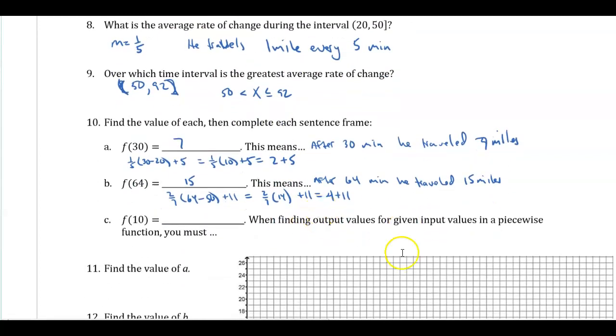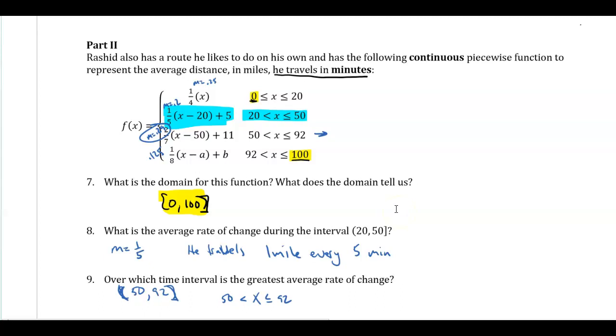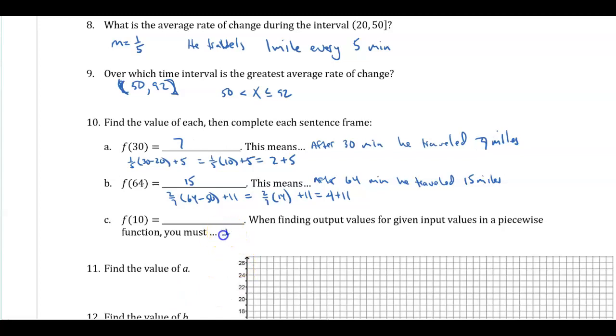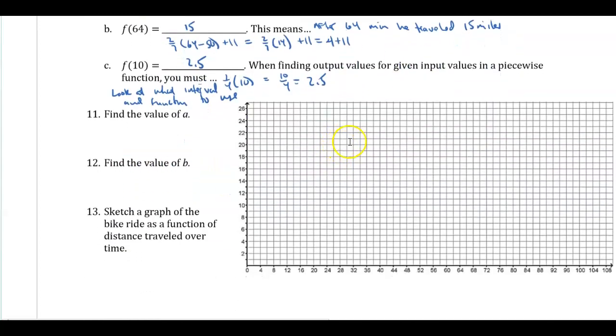And f of 10. Okay, when I look at f of 10, that's in the first one. So 1/4 times 10 is going to give you 10 over 4, which is 2.5. So when finding the output values for the given input values in a piecewise function, you must look at what interval and function to use. Very, very, very important.